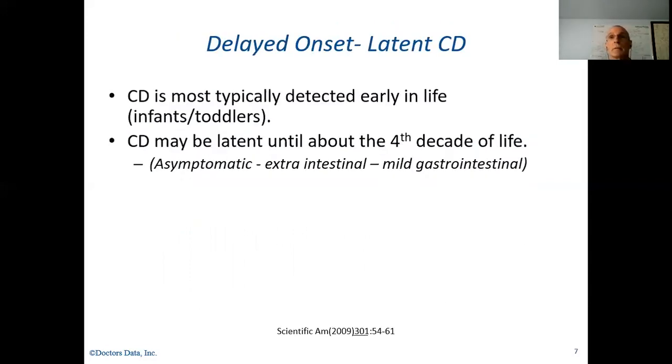Now, we have this phenomenon called latent or delayed onset celiac disease, which is really interesting because most cases of celiac disease are detected and diagnosed early in life, infants, toddlers, young children. However, celiac disease may not be fully expressed until about the 4th decade of life in adults. And in those individuals, they could be completely asymptomatic. They may only have extraintestinal symptoms or even mild gastrointestinal symptoms.